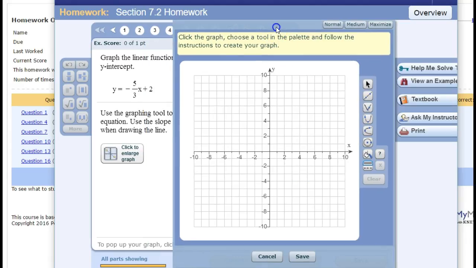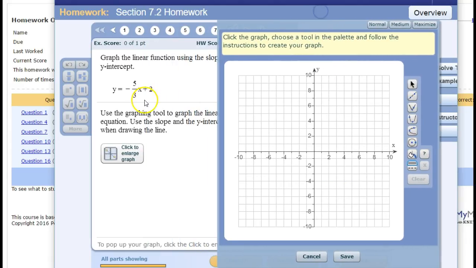This one, I've got a negative slope, so it's good to practice those as well. So again, line tool, y-intercept is 2, so I'm going to go to 2, and then the slope is negative 5/3. So this means that when I do the rise part, I'm going to associate that with negative, so I'm going to go down 5. So down 1, 2, 3, 4, 5. All right, and then I'm going to run 3.